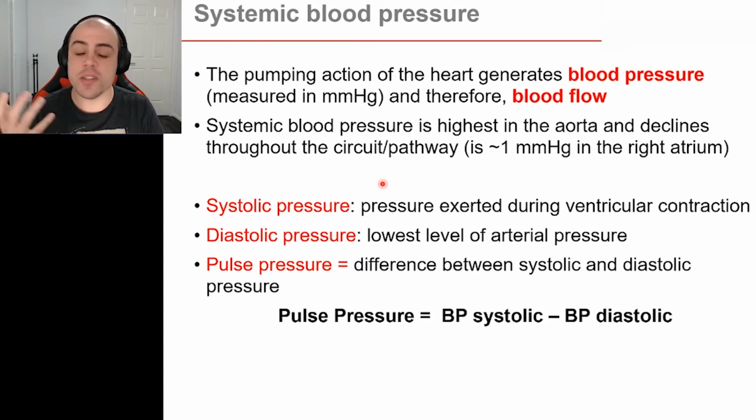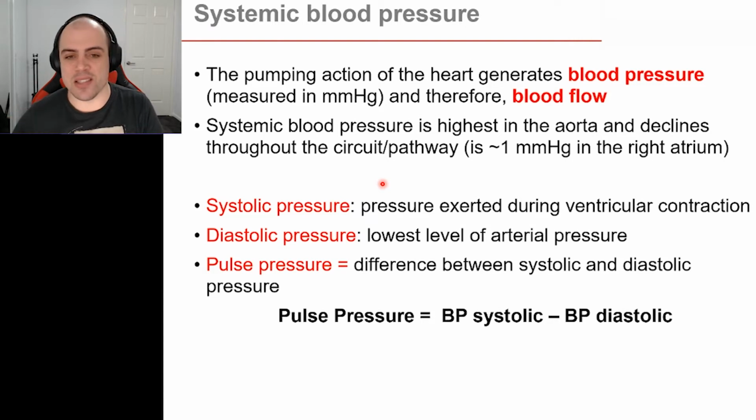Now, what we can then do is take those two figures and calculate a figure called the pulse pressure. And this is essentially the difference between your systolic and diastolic. This kind of gives an average of the two.